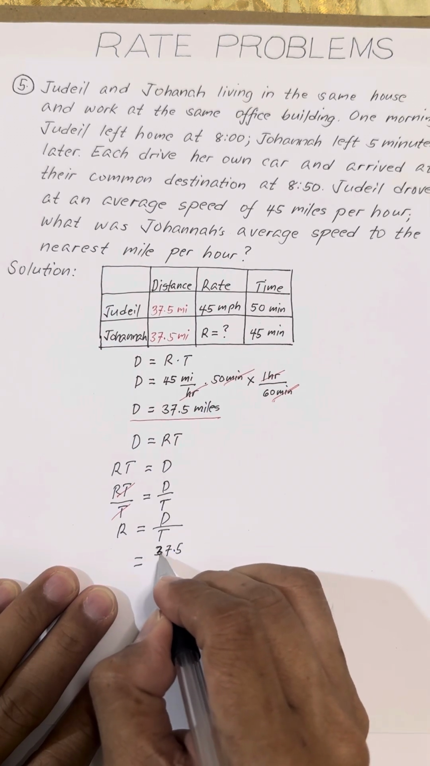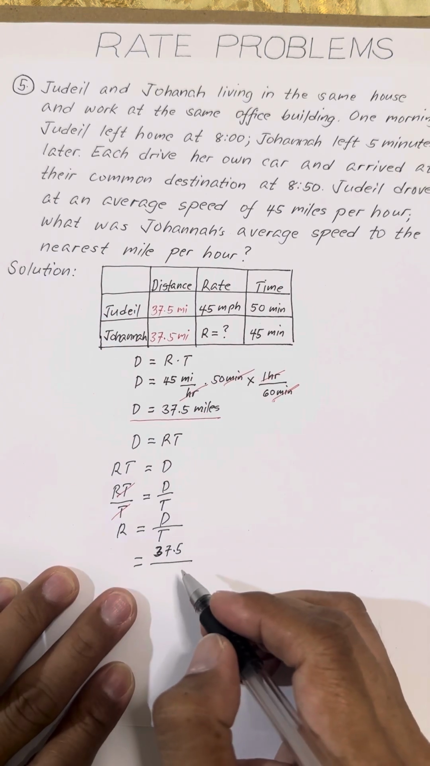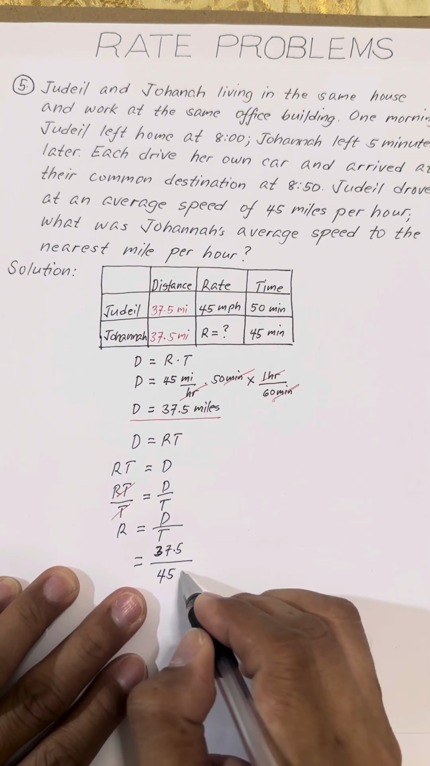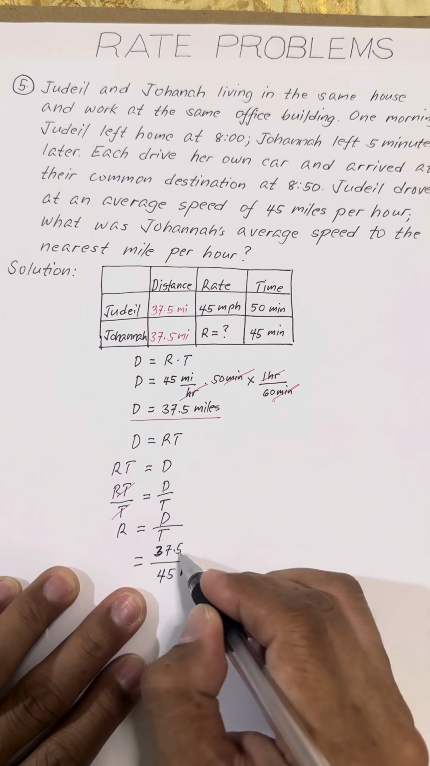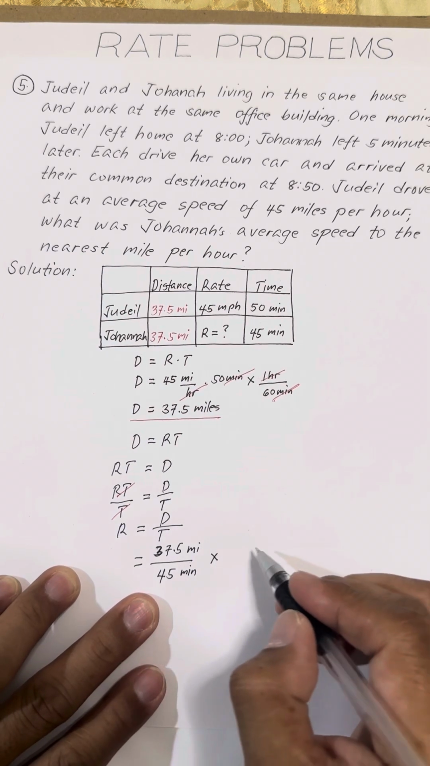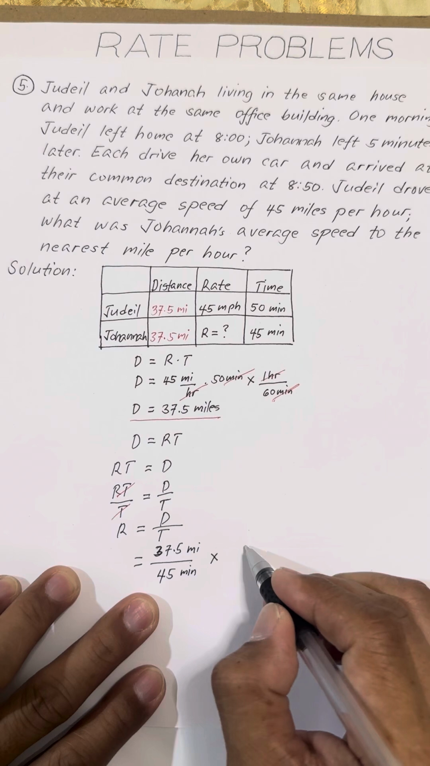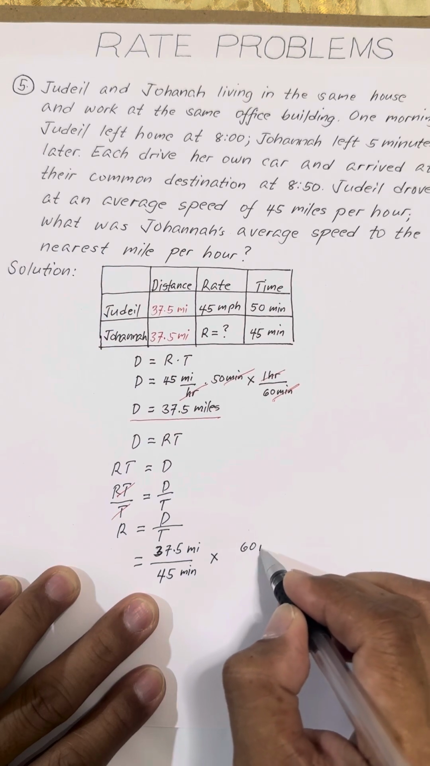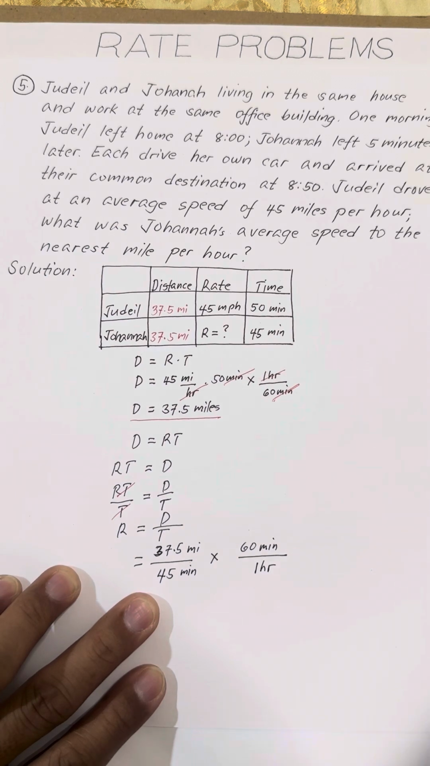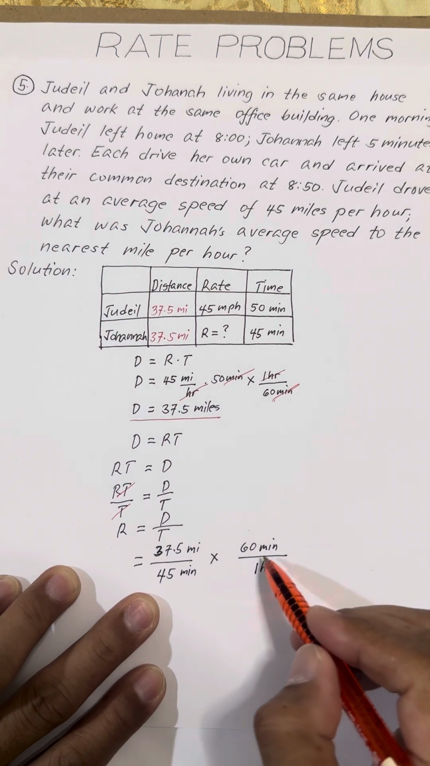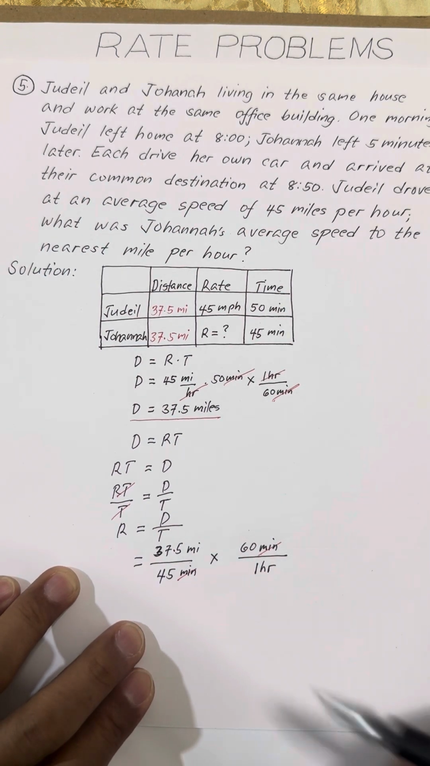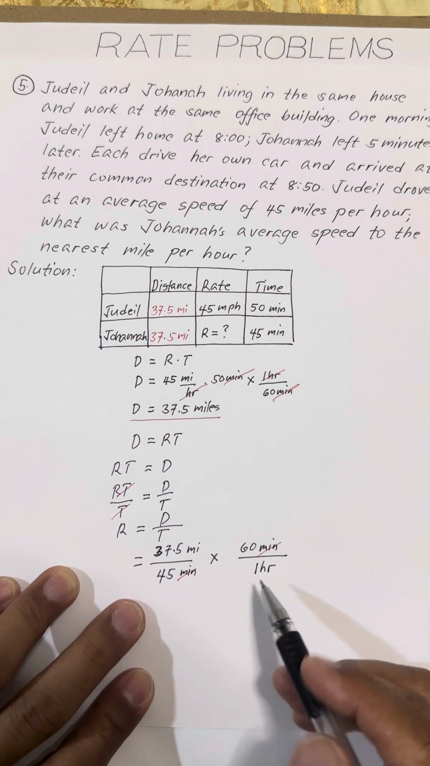Then substituting the information here, we have the distance, which is 37.5, divided by t, which for Johanna is 45 minutes. The unit here is in minutes and the unit here is in miles. So let's multiply this by 60 minutes in 1 hour. The minutes at the numerator and the minutes at the denominator cancel out. What is left is miles over hour, so miles per hour.